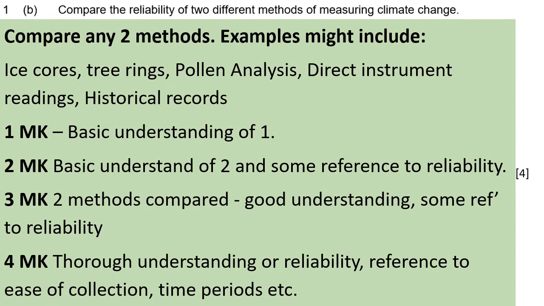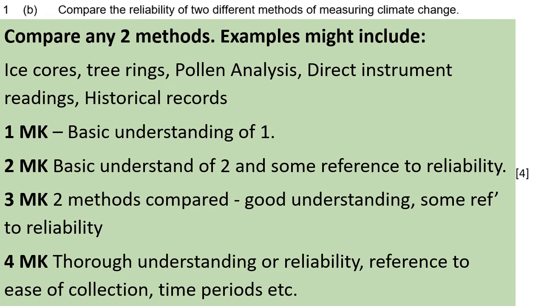So then we've got 4 marks for this. So 1 mark is a basic understanding of maybe just one of those. Second, 2 marks is maybe a basic understanding, and it's got to be some reference to reliability, because the word reliability is included in the question.